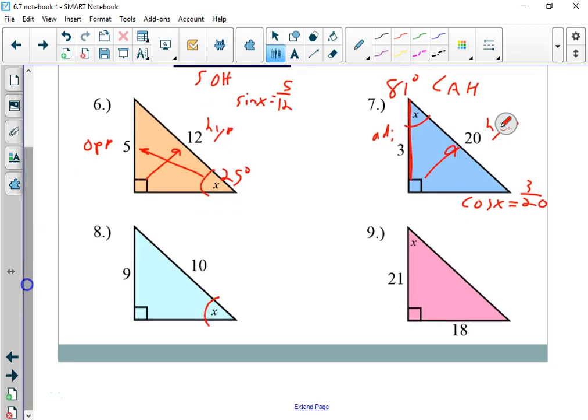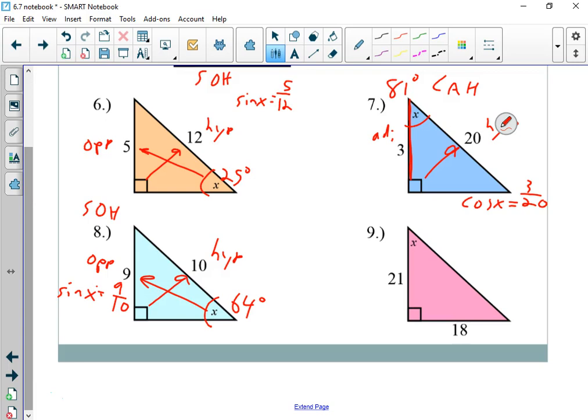Number 8, my angle. This is my opposite side. Never changes, my hypotenuse. That's O, which is SOH. That's sine of x equals opposite 9 over hypotenuse 10. So I do second sine. I just type in 9 divided by 10. 64.15, so 64 degrees.